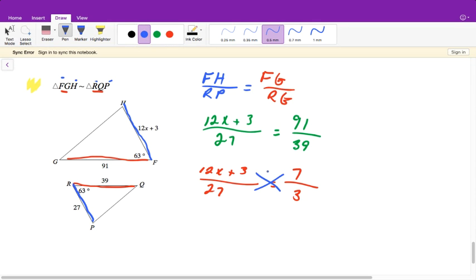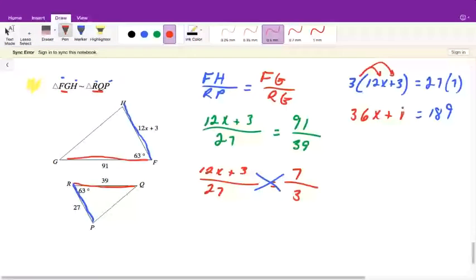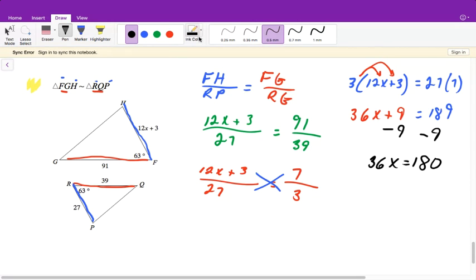Then I will cross multiply. So now I'm going to write it up here. I will get 3 times 12x plus 3 is equal to 27 times 7. And 27 times 7 is equal to 189. And now I will distribute this 3 in. So I will then get 36x plus 9. Now I'm going to subtract both sides by 9. And now I get 36x is equal to 180. And then I will go ahead and divide each side by 36. And x is then equal to 5.